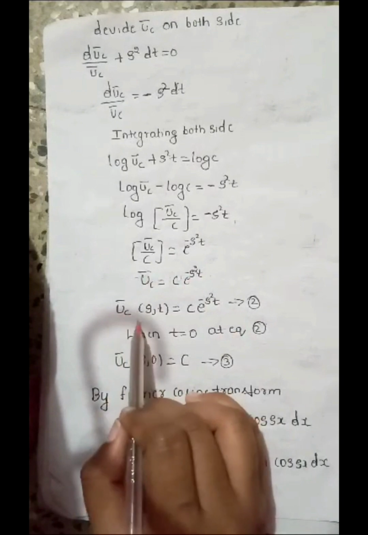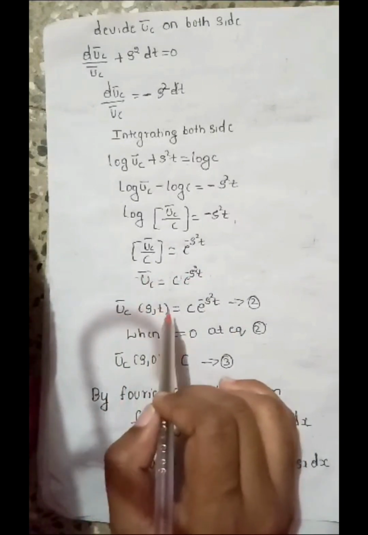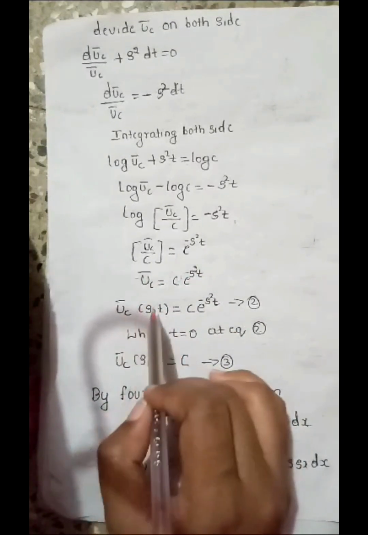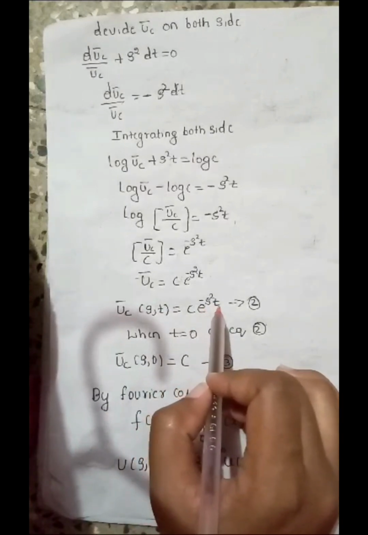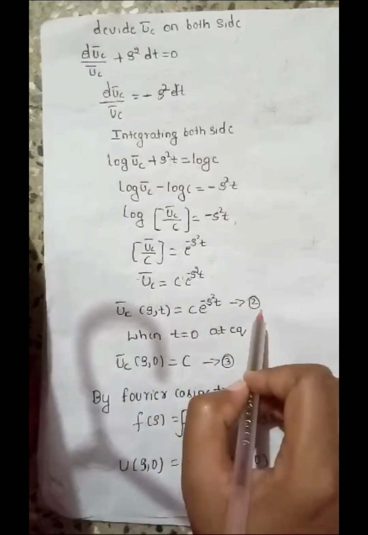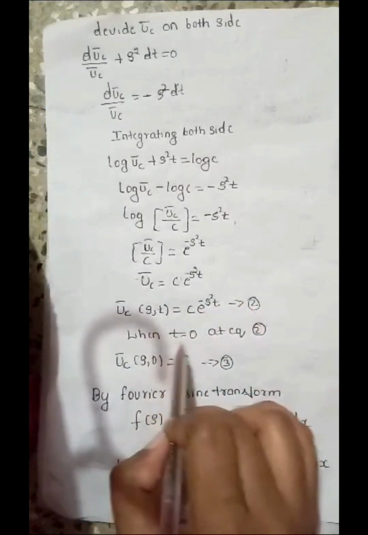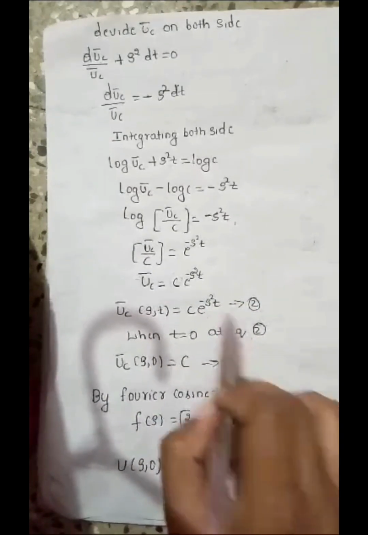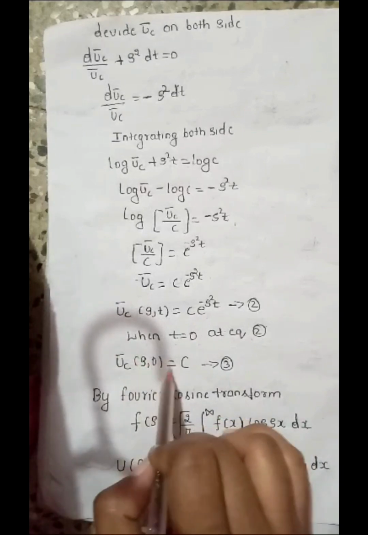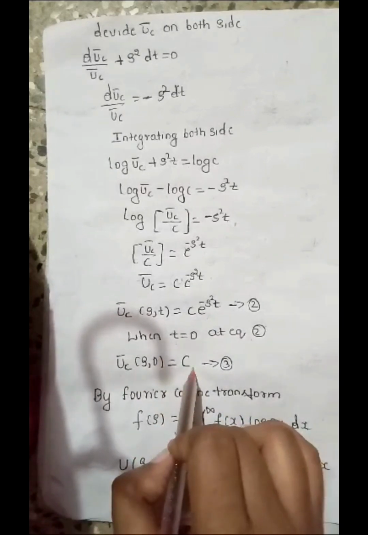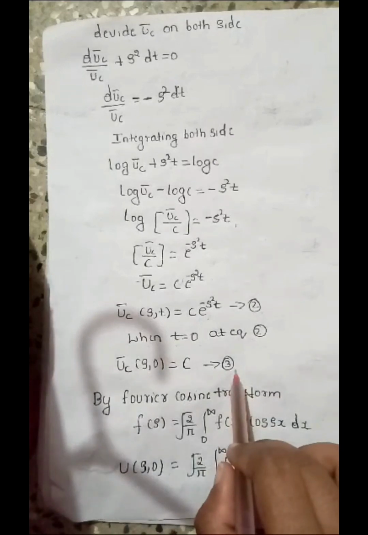So that ū_c(s, t) will be equal to c into e to the power minus s² t, which is equation 2. Then we have to substitute t equals 0 in this equation 2. So we will get ū_c(s, 0) equals c, which we have taken as equation 3.